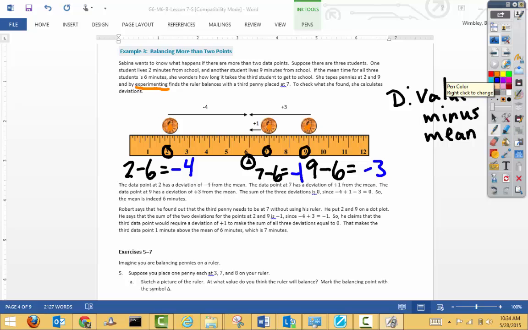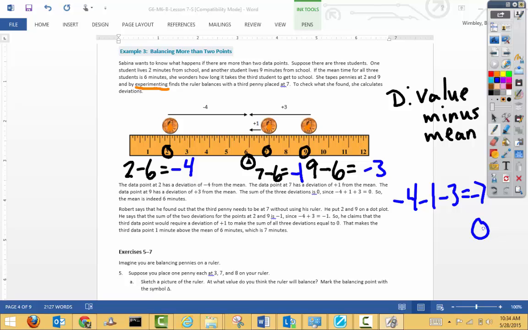So what should happen when I add all my deviations again? When I add them, they should equal what? Should equal that 0. So let's check. 4 minus 1 minus 3, that equals -7. It should equal 0. So that means I did something wrong. I need to check my work. What did I do wrong?